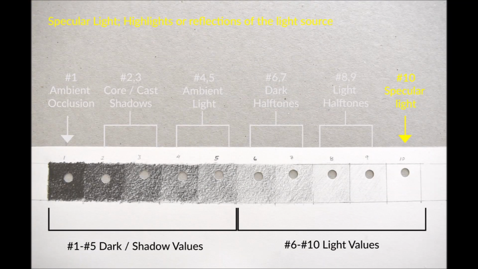Since box number 10 is specular light, which are highlights and reflections of the light source, I will not need to shade this value, as the white of the paper will do.